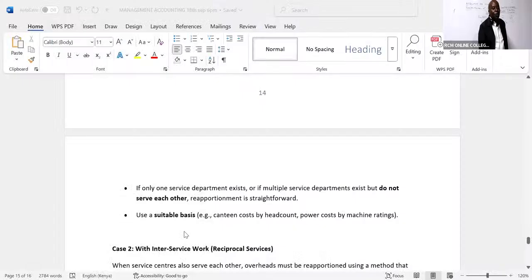Case number 2, which is quite difficult, which you shall be looking at today, is with inter-service work, in brackets, reciprocal services.